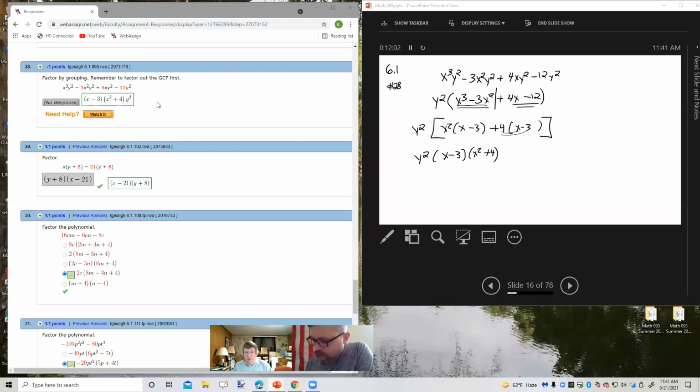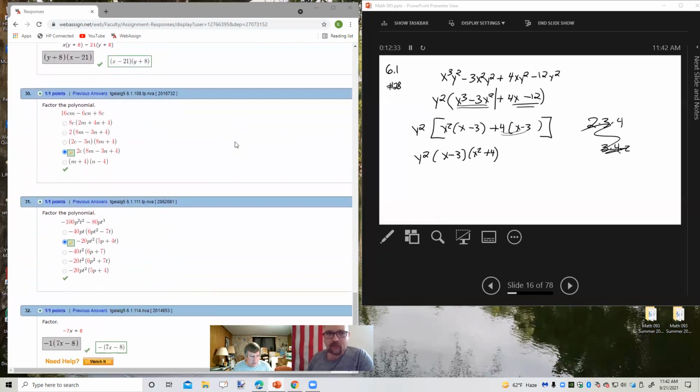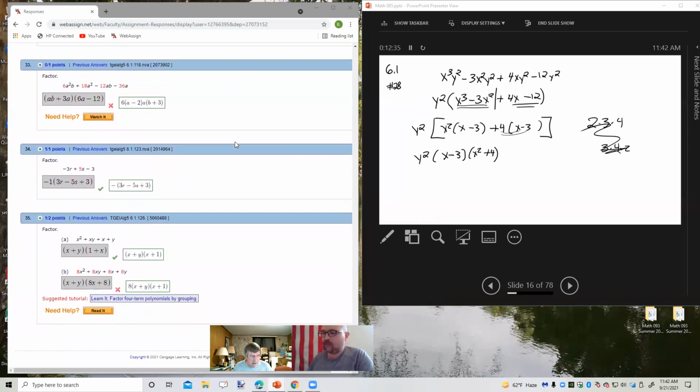I want to point out something I mentioned yesterday. If you look over in WebAssign, you see how their answer doesn't look exactly like mine? They've got the y squared over on the right-hand side. They're equivalent though, because remember, multiplication is commutative. So like 2 times 3 times 4 is equal to 3 times 4 times 2. You can move things around as long as they're all being multiplied. Okay. We good to go on that one? Okay, so 33 coming up.